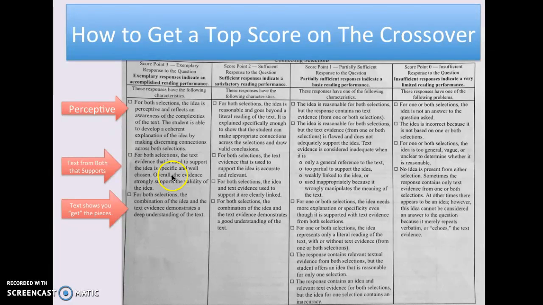End of story. I don't know how else to tell you. You just have to. And then this last part, for both selections, a combination of the idea and the text evidence demonstrates a deep understanding of the text. You're one of those kids that read both passages, whether it was a piece of prose or poetry or a play. You understand it. You didn't need your Spark Notes to figure it out. You get it. And the passages that you're going to get on the EOC, all of you are perceptive enough to understand what they're about. So you're going to be fine. Okay, so that's how you get the top score.